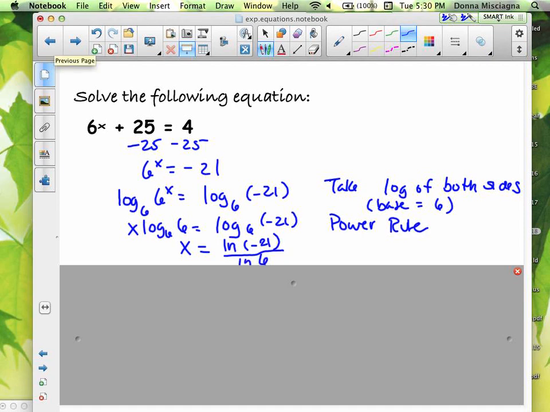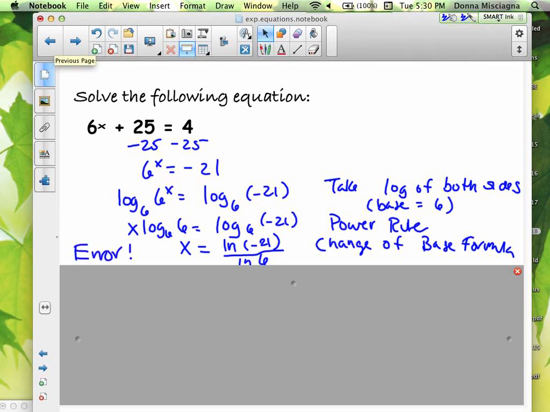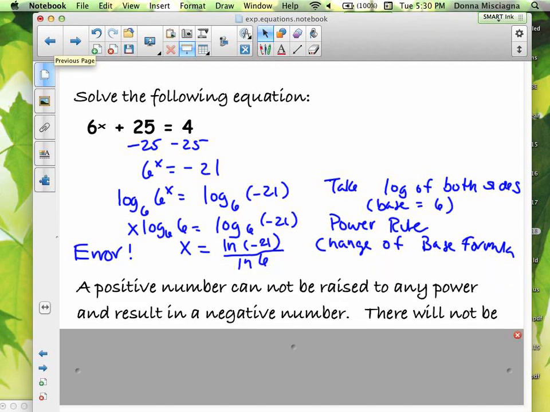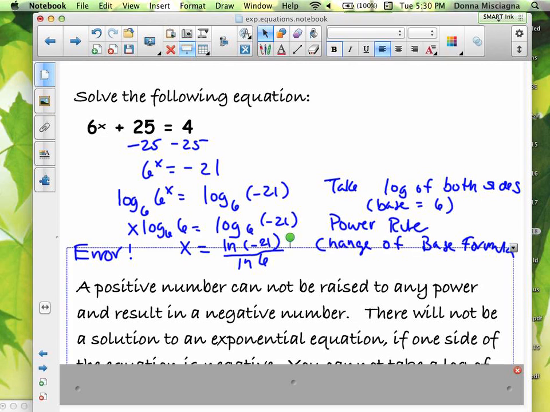And you plug that into your calculator. You can try this out, and you get the following message. Not the change of base formula, but I wanted to write that down. That's what we were doing. So that was a change of base formula. You get this message: error, or something along those lines. Why did you get error? Did you do something wrong? No. I gave you an equation that has no solution.